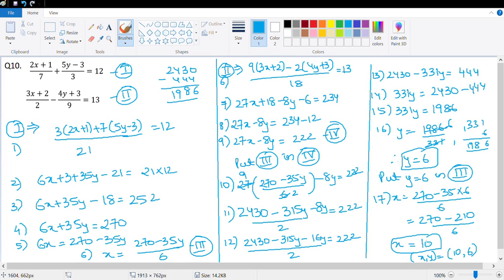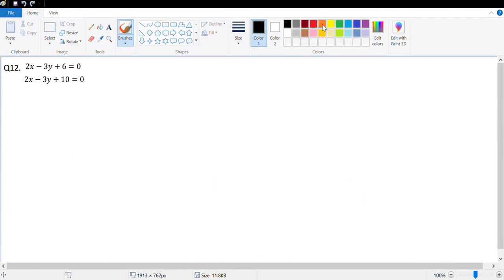That's the final one. Good. Let's look at the next question, which was homework. The next question, which was homework, was question number 12.